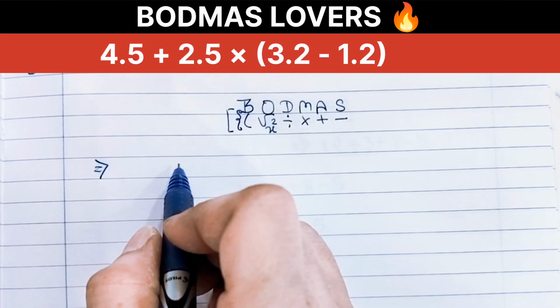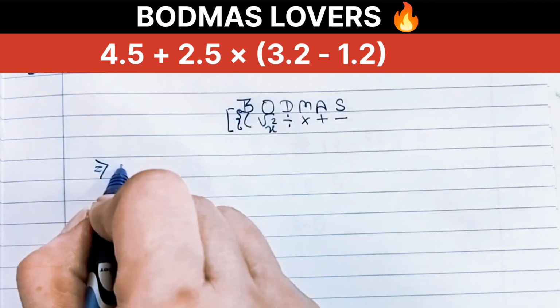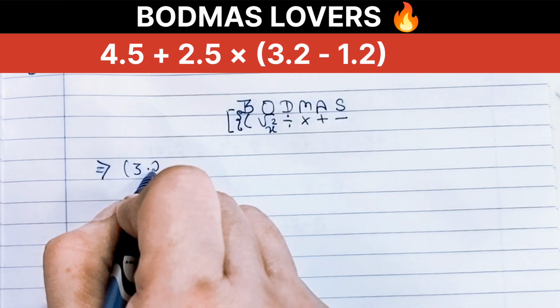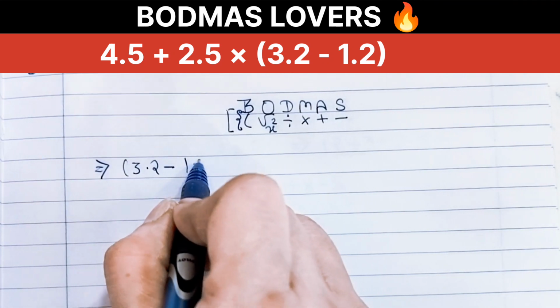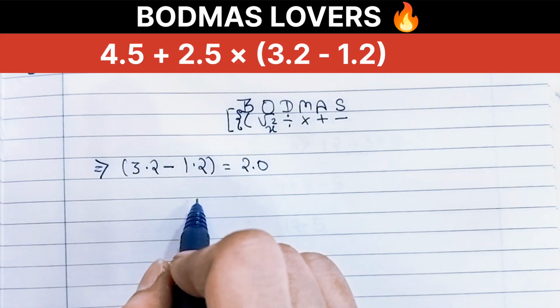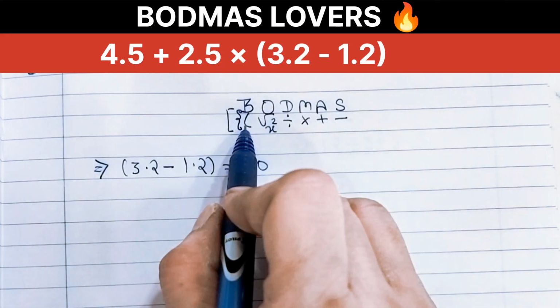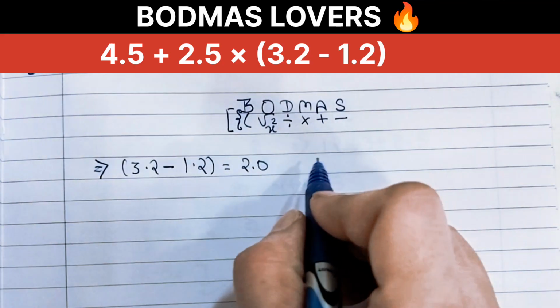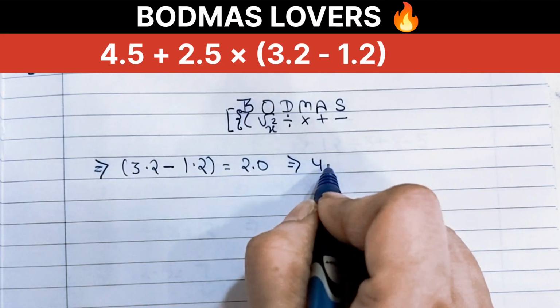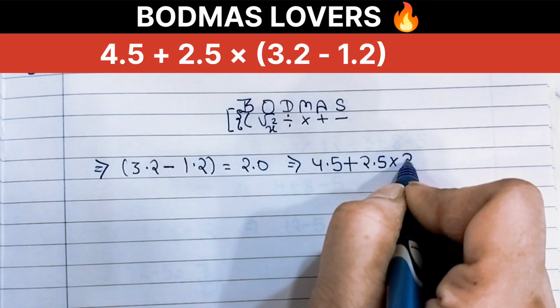First step, we solve brackets. Calculate the subtraction inside the parentheses. The small brackets in this expression are 3.2 minus 1.2, and we'll get 2.0. 2.0 means 2. According to this step, BODMAS requires solving the inner bracket first, which is the small brackets. So now the current expression becomes 4.5 plus 2.5 multiplied by 2.